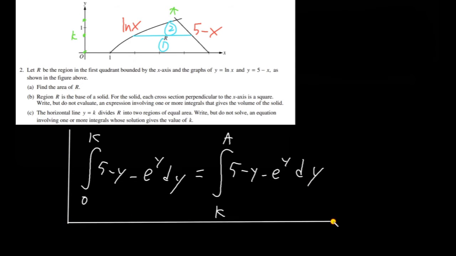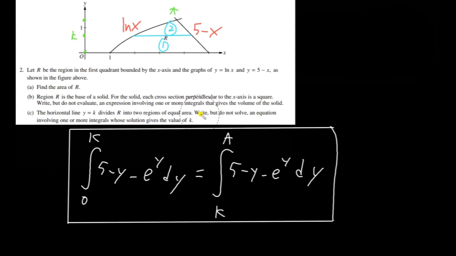This is region 1, is equal to the integral from, so we're starting at region 2, right? We're starting at y equals k, that's the bottom, and we're ending at y equals a, that's the top. So we're going from k to a of 5 minus y minus e to the y dy. Right? This is also an alternate solution, and this one works as well. Okay? So you can choose whichever solution makes you feel the best, but they both work.